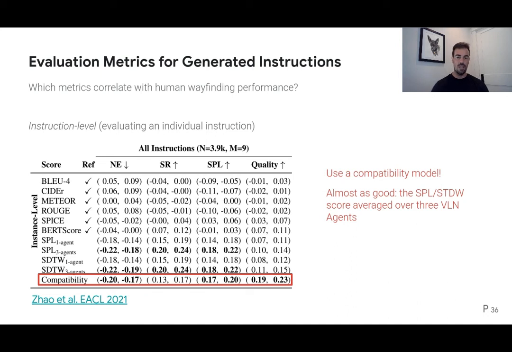And almost as good as this would be to actually use a language guided follower agent. And it turns out that actually at the individual instruction level, SPICE is not effective, and neither are any of the other textual evaluation metrics. And there's also an additional advantage of using computational models and navigation agents for scoring these instructions, and that's the advantage that they don't require reference captions.